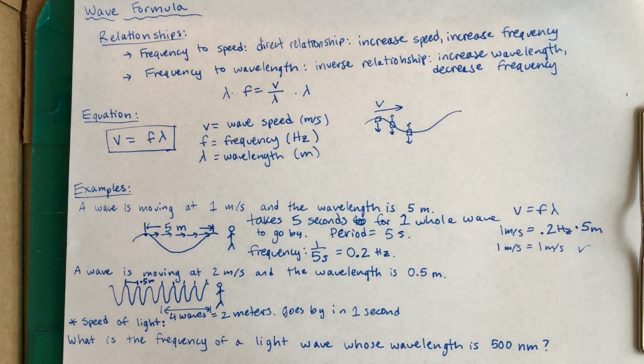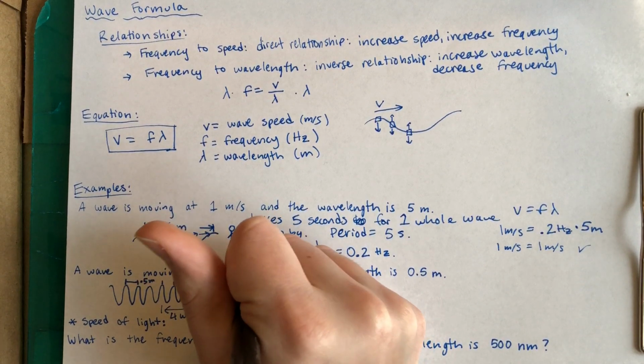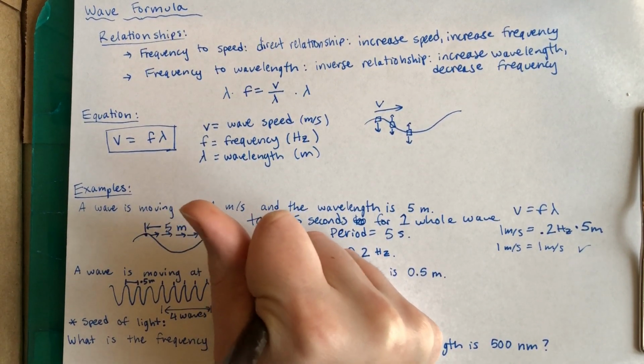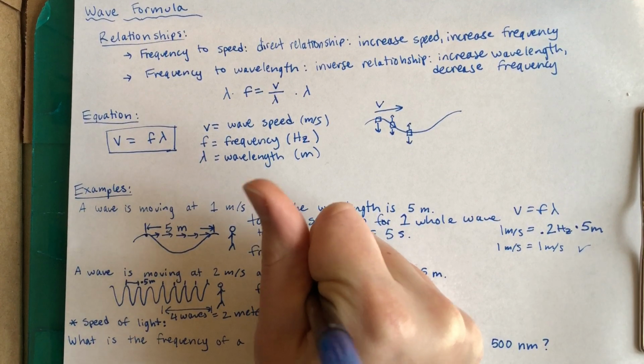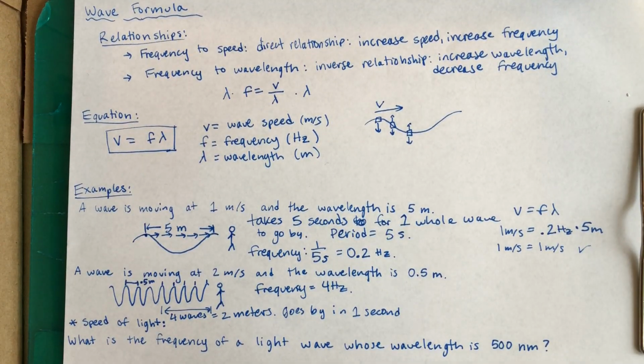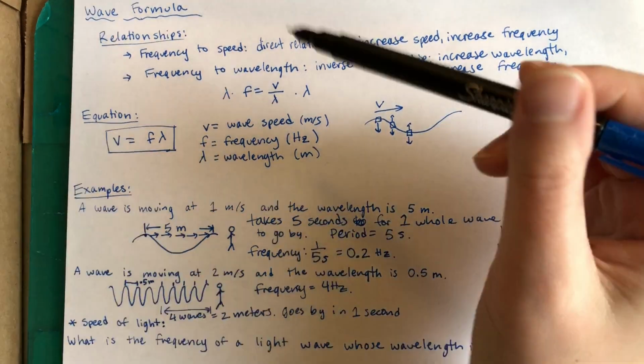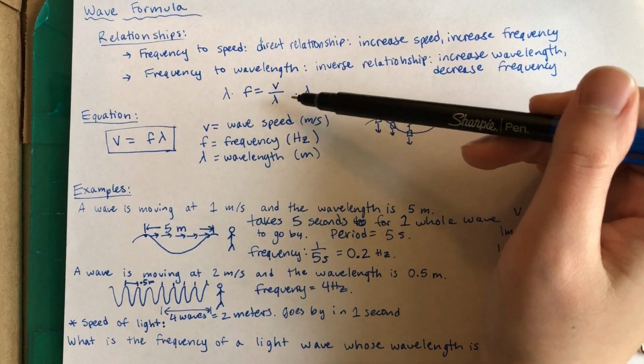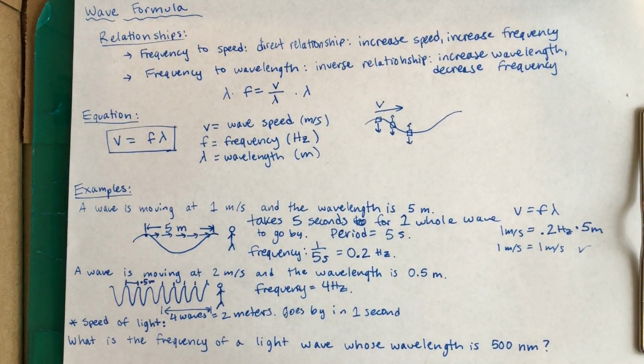So we can kind of tell that the frequency needs to equal 4 hertz, because if we take those 2 meters per second, that gets divided into 4 waves, since each wave is half a meter, and that's how much is going by every second. So again, we're kind of taking this speed and dividing it by the wavelength to figure out how fast each wave is going by.